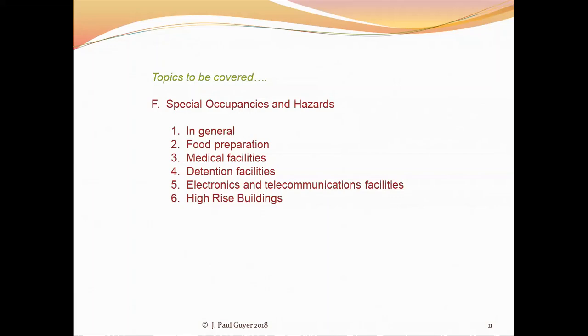The high-rise buildings, the issue there is firefighter access to where the fire is, and then egress for the occupants, the corridors and the stairwells.